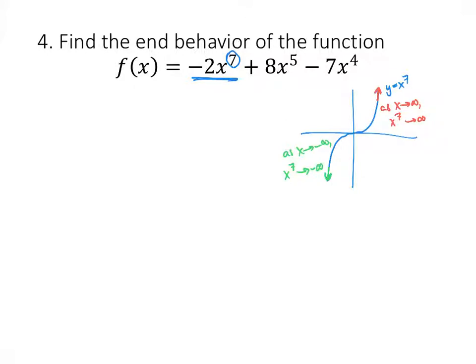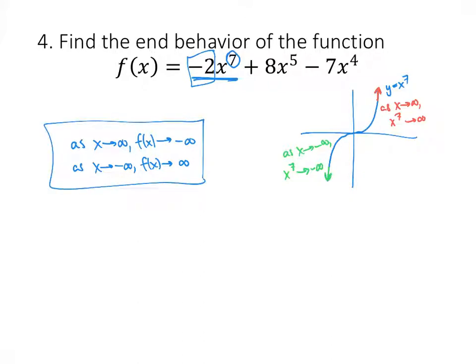And now the question is, what effect does the coefficient have? So the coefficient is negative 2. Since the coefficient is negative, it's going to change the sign of the end behavior. So it's going to do the opposite of what x to the 7th does. So as x goes to infinity, f of x, well, x to the 7th went to infinity, so f of x is going to go to minus infinity. And as x goes to minus infinity, x to the 7th went to minus infinity, so f of x is going to go to positive infinity.